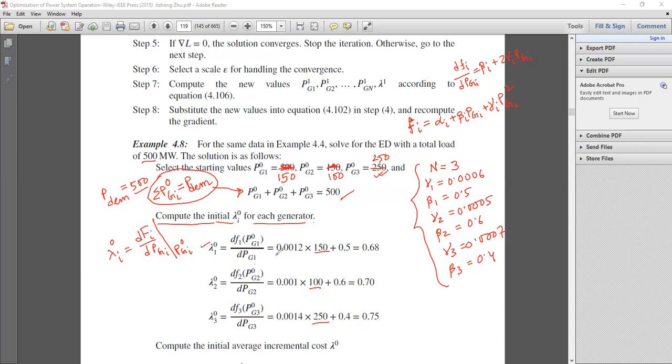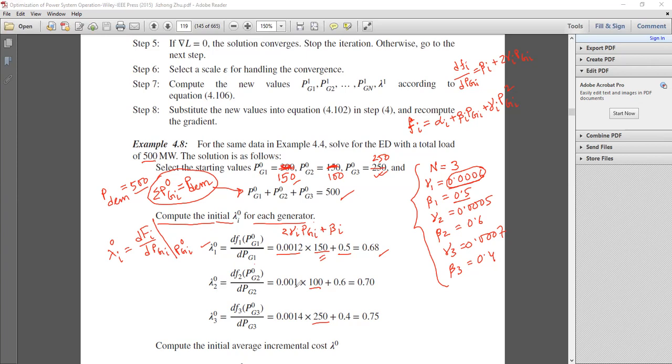So you see beta 1 is 0.5, and 2 gamma 1, so 2 into this, would become 0.0012. Okay, you multiply this by 2, so you get this. So actually they have written it like this: 2 gamma i pgi plus beta i. This is the pattern they are using here, and that is calculated as 0.68, where pg1 should be equal to 150. Okay, so this is 150 megawatts.